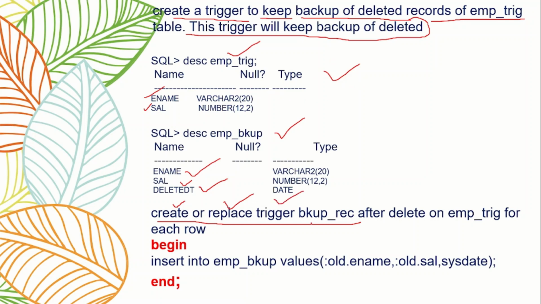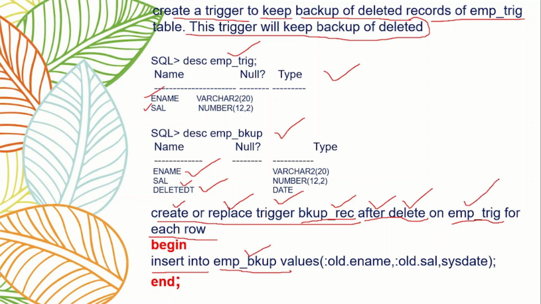Now trigger is the keyword and backup_record is the name of the trigger. This is after delete. So this is the event, and it will be fired after deletion, on the EMP_trig table. And this is again the type, for each row. This trigger will be fired for each row of the deleted records. So after deletion, what will it do? It will insert a record into the EMP_backup table.